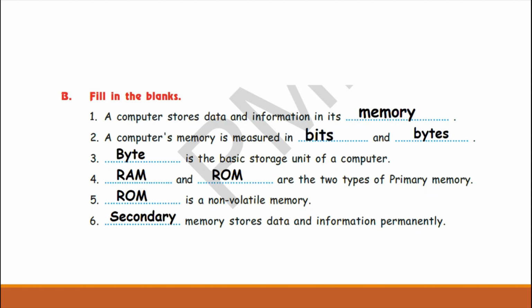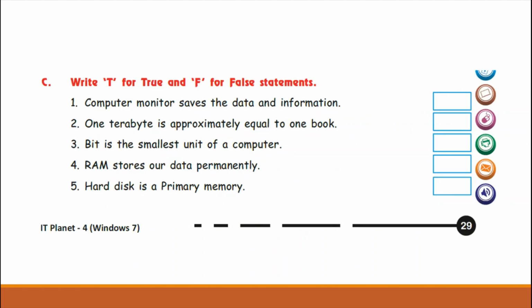Now let's move to exercise C. It is true and false. Let us start with the first one. Computer monitor saves the data and information. No, it is incorrect. So write F, F for false. Number 2, 1 terabyte is approximately equal to 1 book. No, write F. F for false, because this is an incorrect statement.